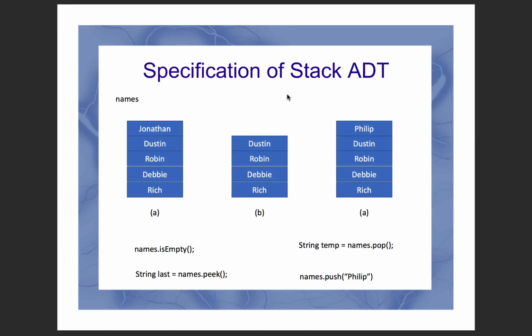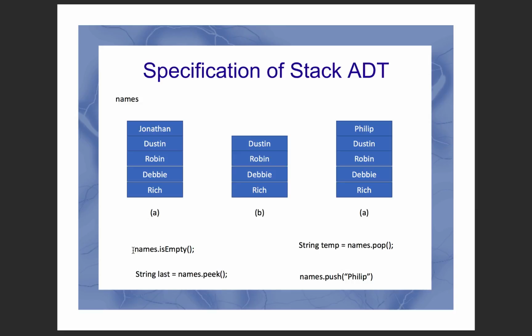Let's see some examples. You can imagine this one is a stack. In this stack, each element contains a string. The first element contains Jonathan, a person name. Then the second element contains Dustin. The third one Robin, and the fourth one another name, and the fifth one other different names. So this is a stack, and it contains several elements, and each element contains one string.